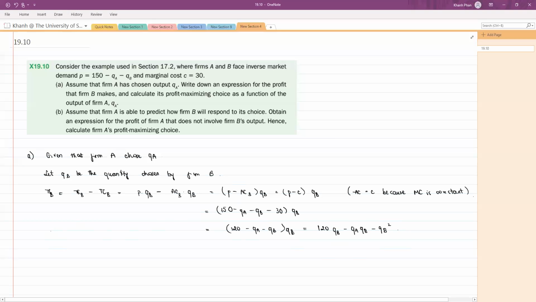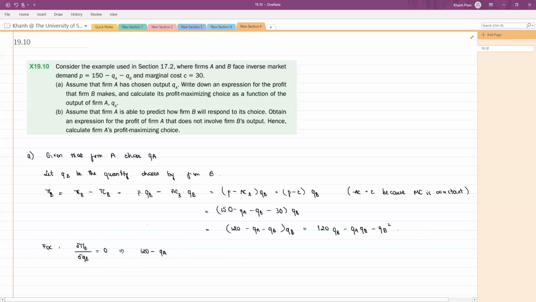Now calculate the profit maximizing choice. Firm B is going to maximize profit by choosing the quantity such that the first derivative is equal to 0. Basically, we try to find a maximum point. So the first order condition is where we differentiate the profit function with respect to QB and make it equal to 0. When you differentiate this, I'll get 120 minus QA. Remember, if I differentiate with respect to QB, I'm treating QA as constant.